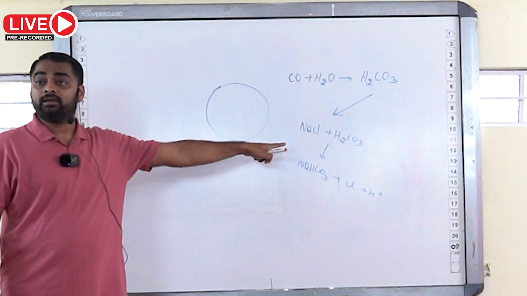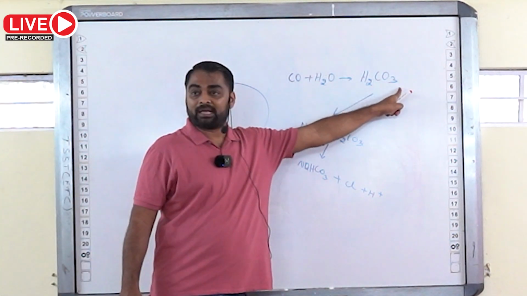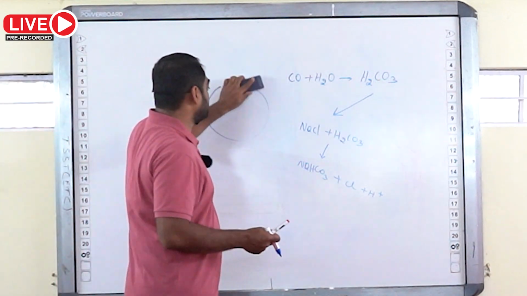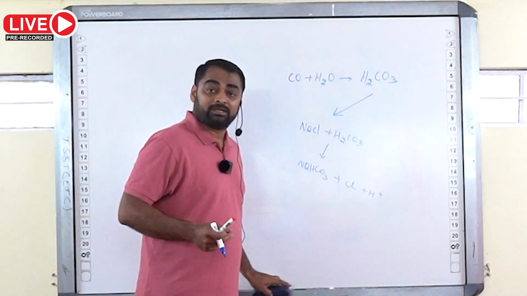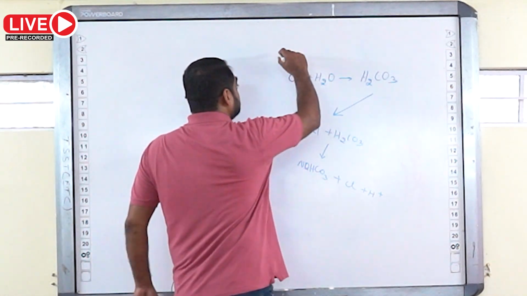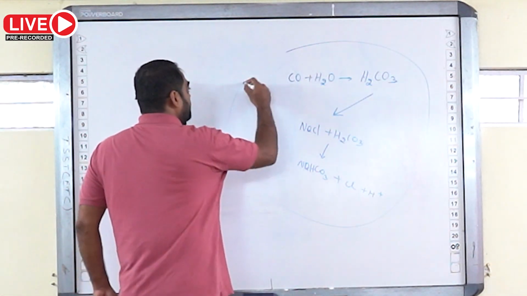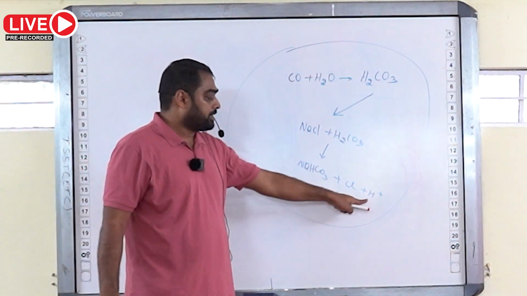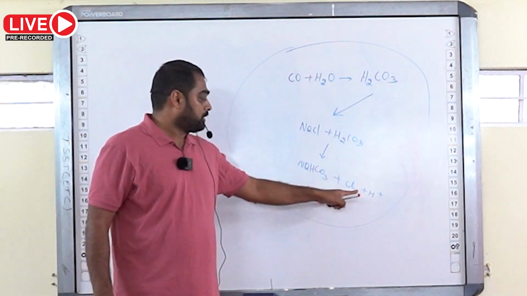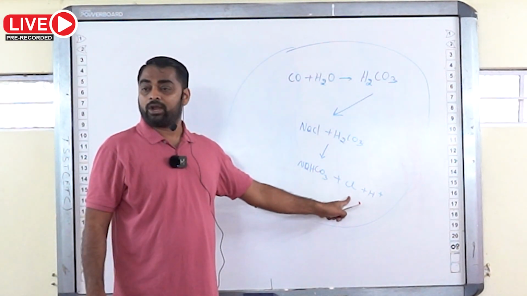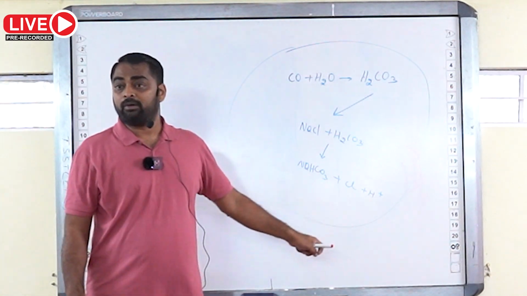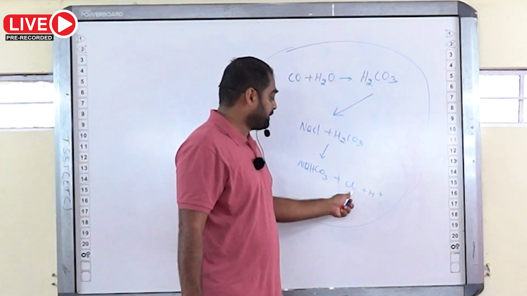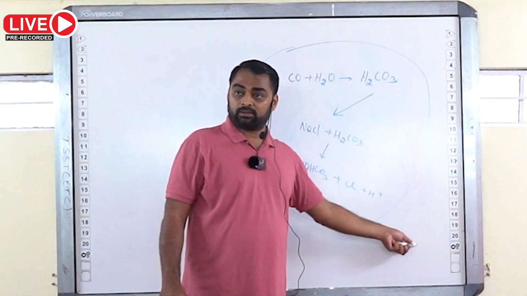This happens in the plasma. The same reaction happens inside RBC also, because there is water inside. This reaction happens inside RBC. Now H plus hydrogen ion and chloride ion can combine to form HCl. So chloride shift happens. To prevent that, chloride goes out.